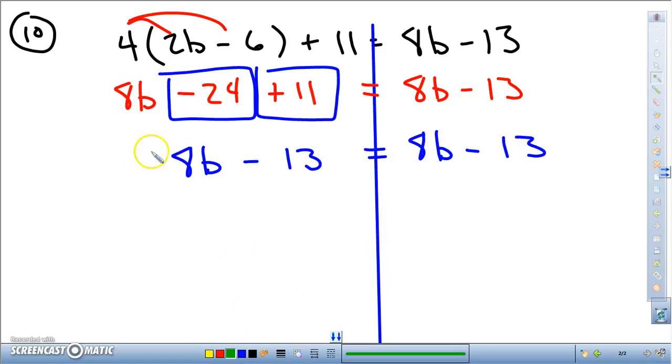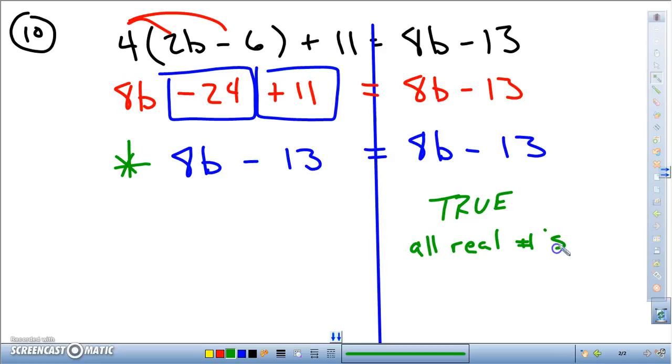And now at this point, you actually don't need to go any further, because now I have a true statement. I have the exact same thing on the left that I have on the right, which means no matter what I plug in for b, if I multiply it by 8 and subtract 13 on the left, and then I plug that same thing in and multiply it by 8 and subtract 13 on the right, I'm going to get the same thing no matter what that number is that I plugged in for b. So I have a true statement, making this solution all real numbers.